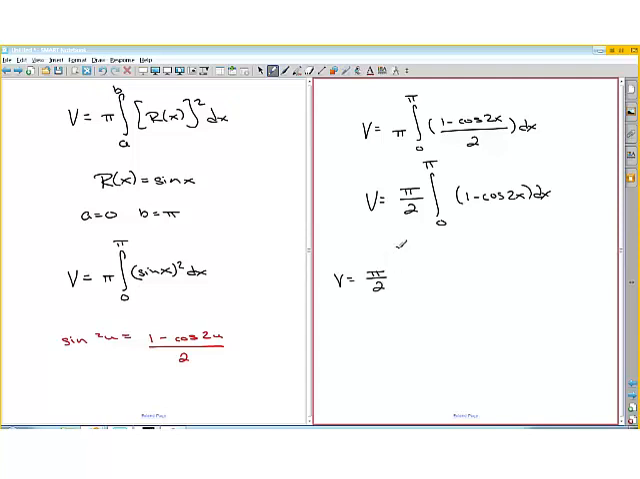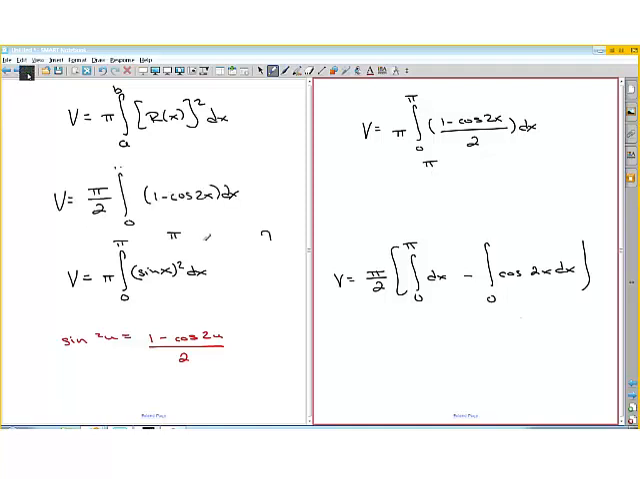So we get 2 pi over 2 times the integral from 0 to pi of dx. 1 times dx is dx. And then we've got the second part, which we subtract: the integral from 0 to pi of the cosine of 2x dx. And there we go. Close the bracket. Well, the integral of dx is just x. But let's do the second part first. Actually, I'm going to add a page, and then we'll come plug it back in.